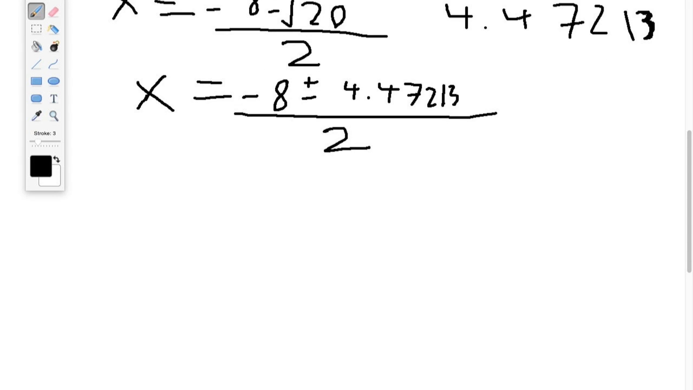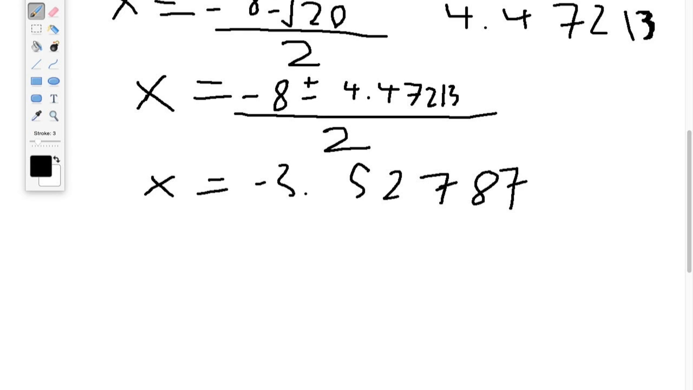So we're going to do negative 8 plus this number. And so we do negative 8 plus 4.47213, and we get negative 3.5277. And we're going to divide this number by 2. Okay, and so this means that the first number for x is going to equal 1.76. It's 1.763935, but I'm just going to round it to 1.76.